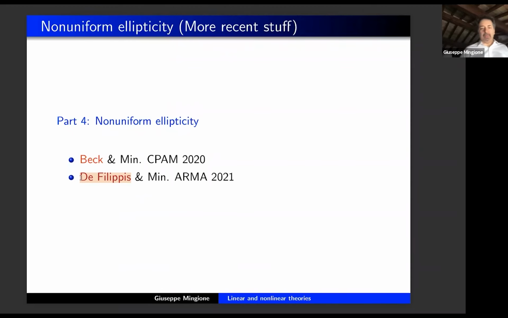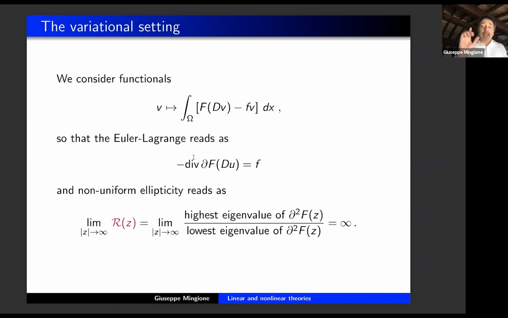Okay, what about non-uniform ellipticity? Let me just consider the variational case, because in the non-uniformly elliptic case, the variational setting is very common, and it provides you a complete and unambiguous definition of solution. Okay, let me take this variational integral. And the Euler-Lagrange equation is exactly of the quasi-linear type that we saw before.